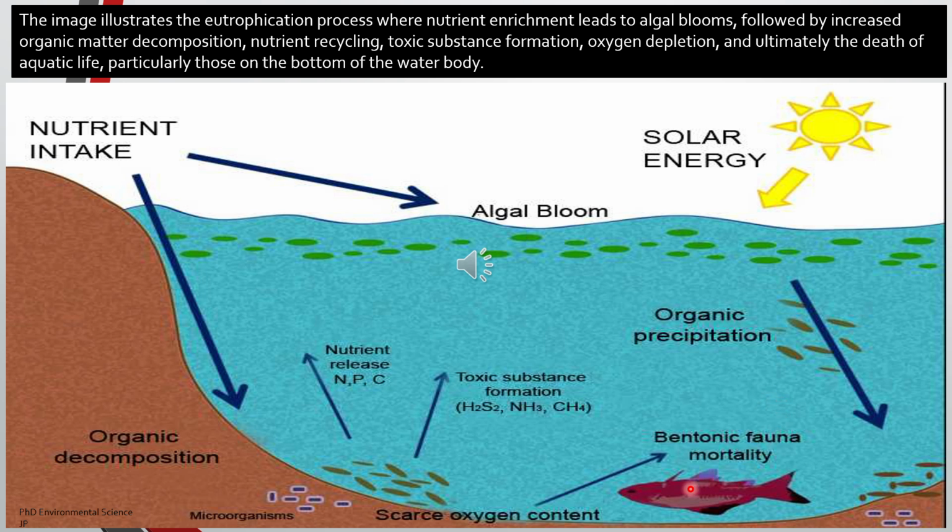Benthic fauna mortality. Low oxygen levels and the presence of toxic substances lead to the death of benthic organisms or bottom-dwelling organisms such as fish and invertebrates. The death of these organisms further adds to the organic matter being decomposed, perpetuating the cycle of eutrophication.